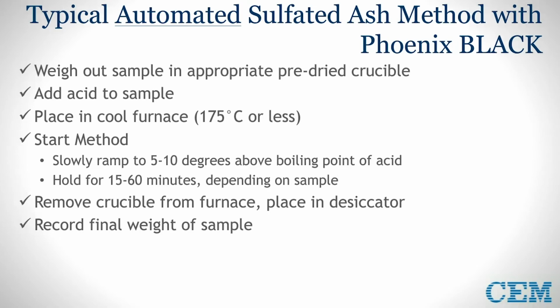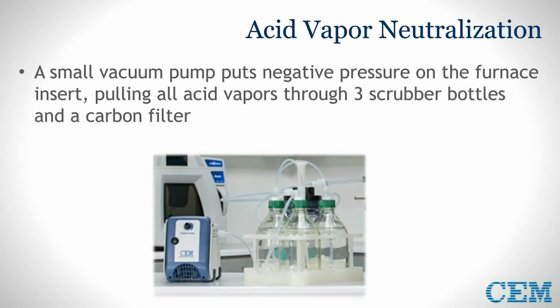Let's focus a moment on the acid vapor scrubber system. We have a small vacuum pump that places negative pressure on the furnace insert and pulls all acid vapors that are generated throughout the process through 3 scrubber bottles and a carbon filter. So the air coming through that pump is completely pH neutral and devoid of any soot particles.